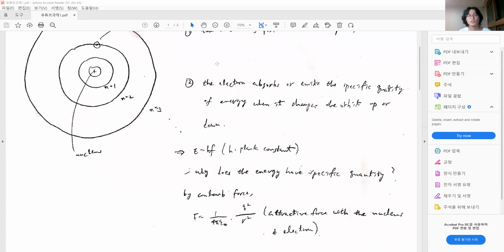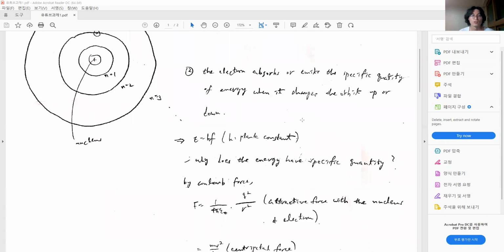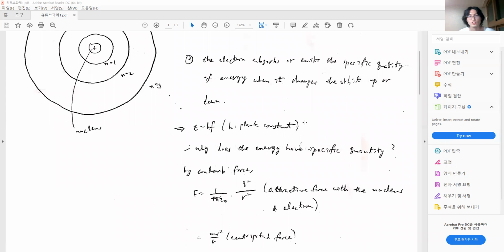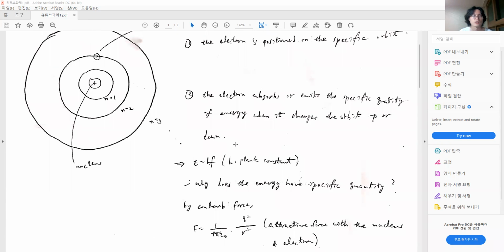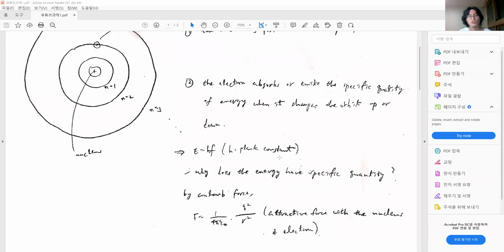To explain this second condition of the Bohr's atomic structure, we have to know why the energy has a specific quantity, which can be restated by the formula E equals hf, where the h means Planck constant and the f means the frequency of the energy.